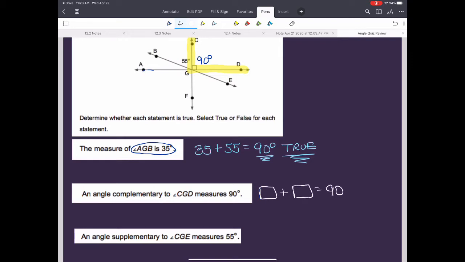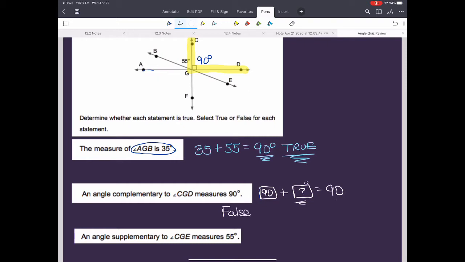So if one of the angles is already 90, what does the other angle have to be so that they equal 90? That would have to be a 0-degree angle, and that does not exist. If it's 0 degrees, it's just not an angle. It's nothing. It's not even there. So this is a problem that was false.